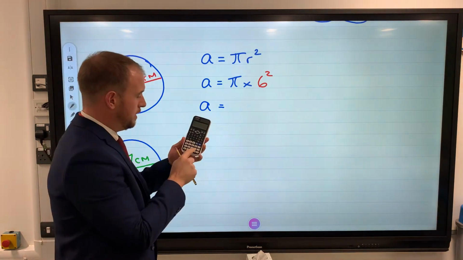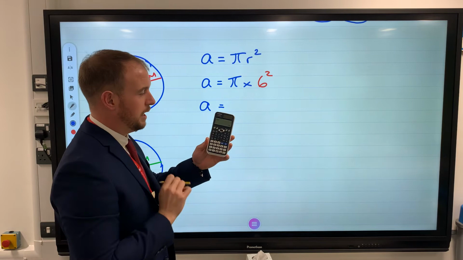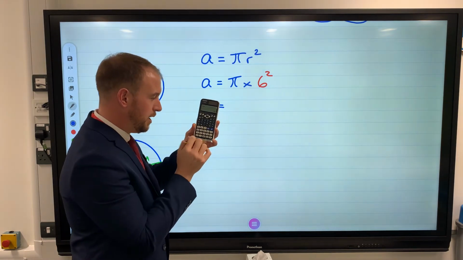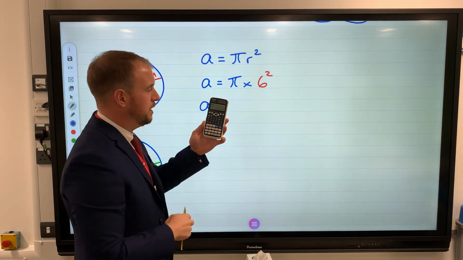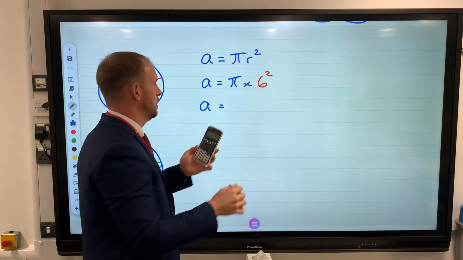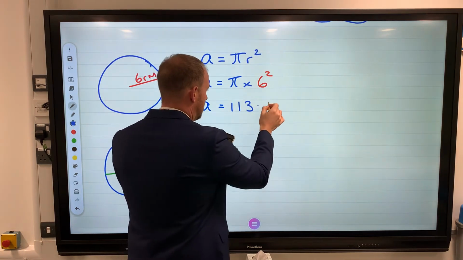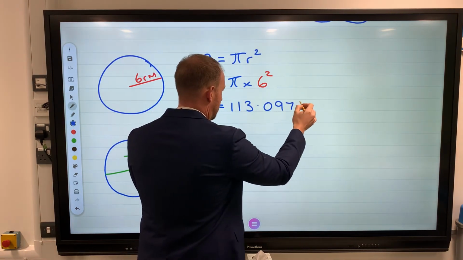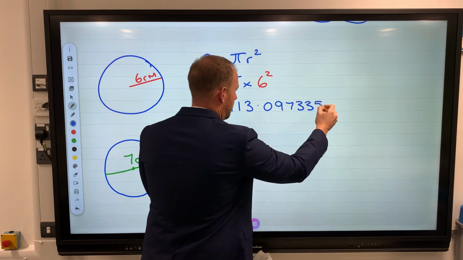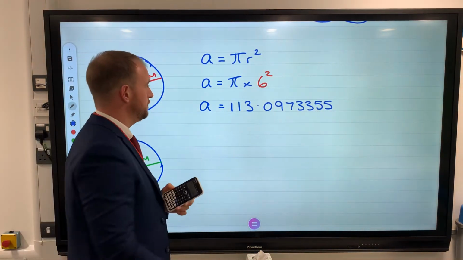So pi times 6 squared equals, my calculator says 36 pi, and I press the S to D to then convert it to a decimal, and we're going to round this to 1 decimal place. So I have 113.097335. But as we said, we're going to round it to 1 decimal place.